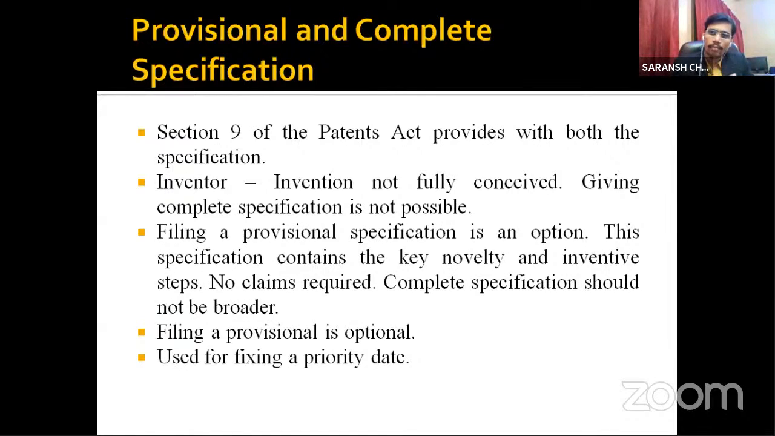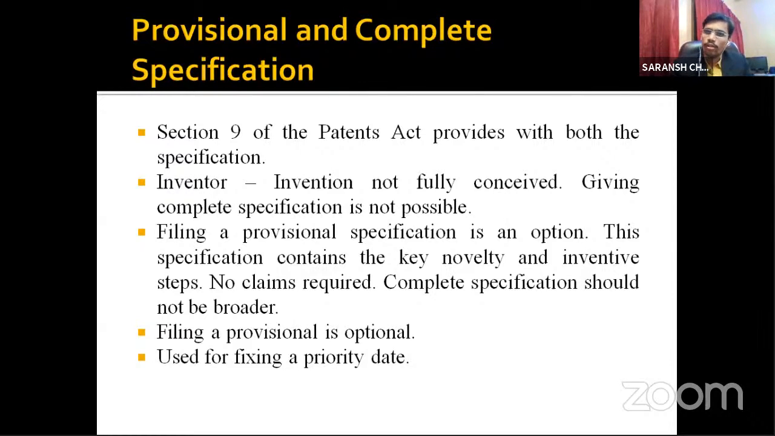You know that there can be an invention and you want to save your dates, so that no other person could come and take your invention, or take his invention and get it patented. So it's better to give the provisional specification so as to fix your priority date. Even then, as per the rule, you have to file a complete specification within 12 months of the provisional specification. If you filed on 1st February, then by 1st February 2022 you have to file your complete specification.